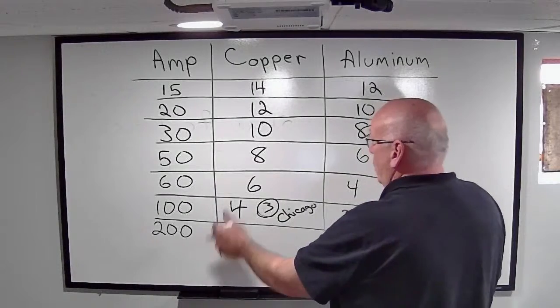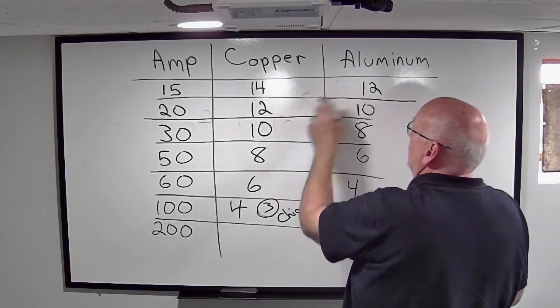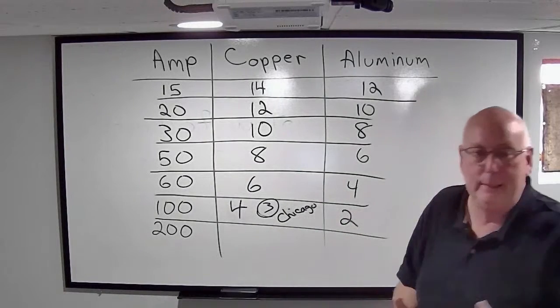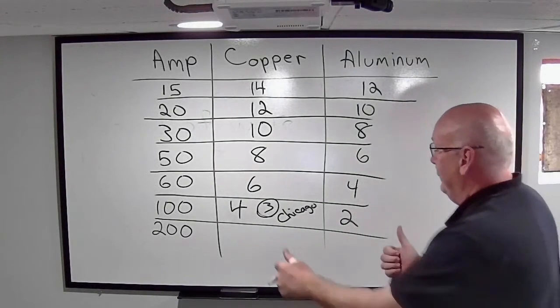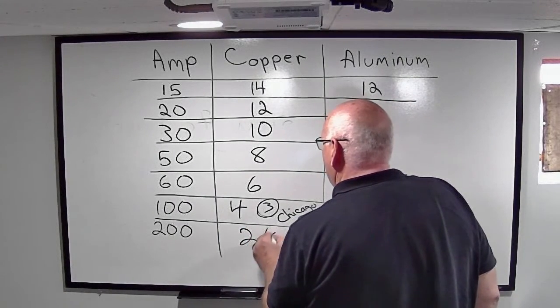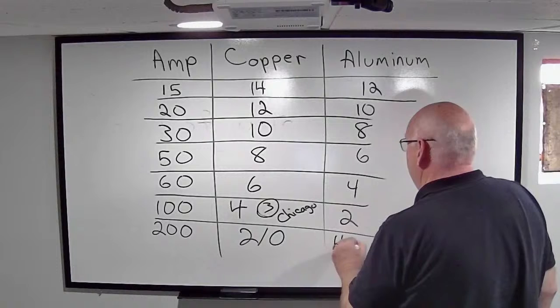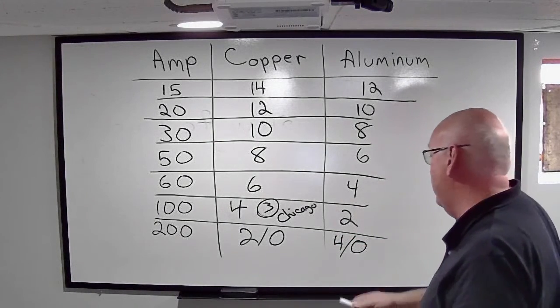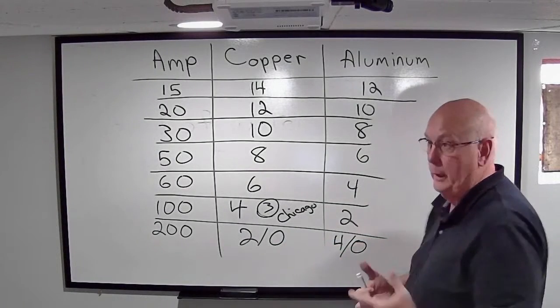And then the next one, you know, if you see a pattern, 14, 12, 12, 10, 10, 8, 8, 6, 6, 4, makes it for an easy way to remember this stuff. But for the next one, we're going to transpose these. And then, so we're going to go 2/0, and 4/0 if it was aluminum. So that's talking about a 2-aught wire and a 4-aught wire.